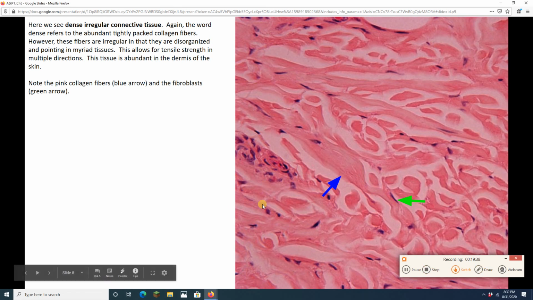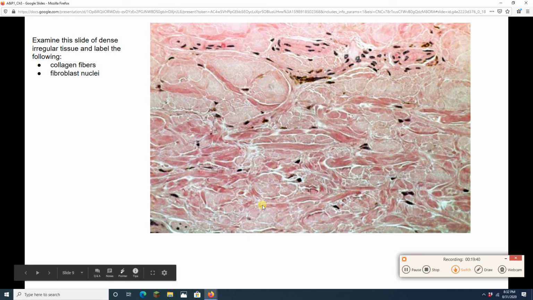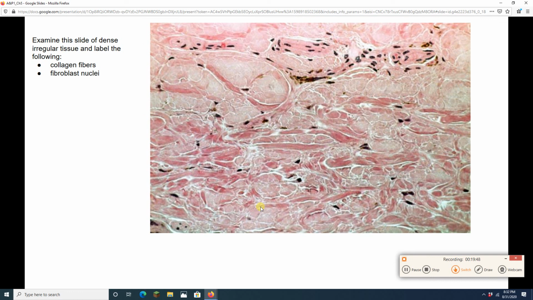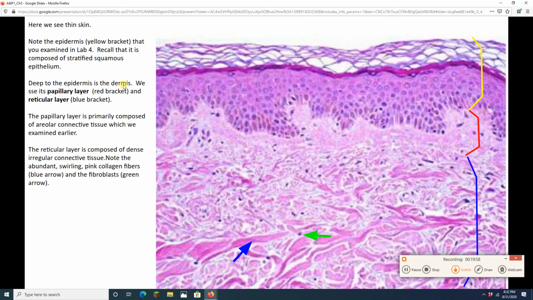Okay, we are onward to the last slide. No, almost the last slide. Getting ahead of myself. We're on the last tissue. This is another slide of dense irregular connective tissue. I want you to find me collagen fibers and fibroblast nuclei. And then we can go on and look at some skin.